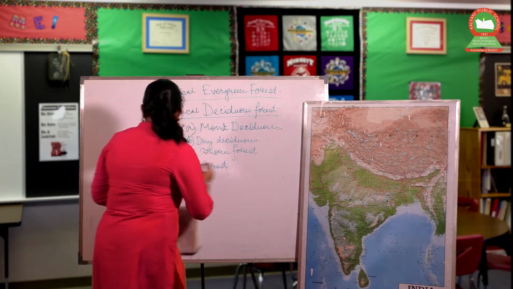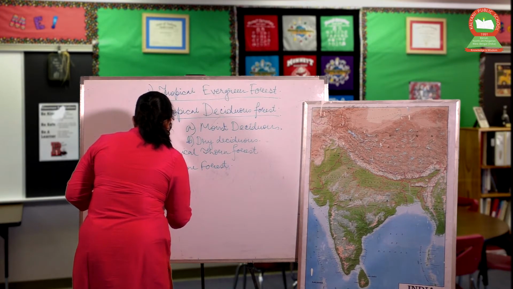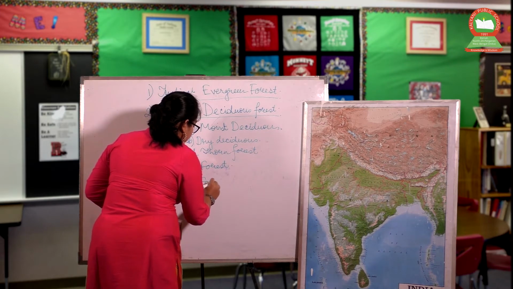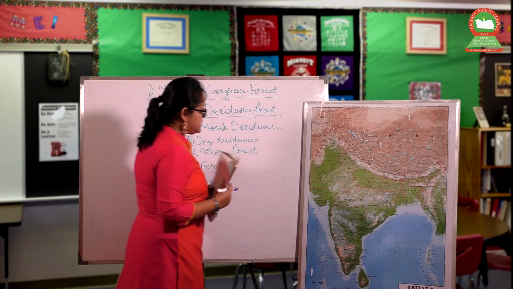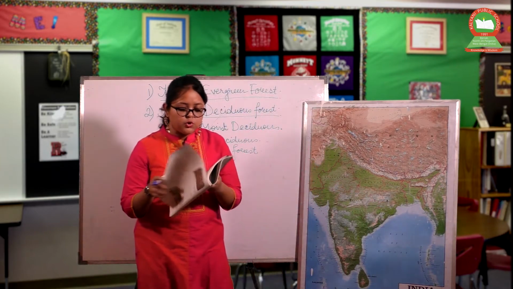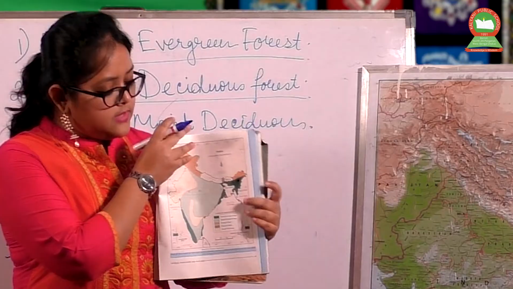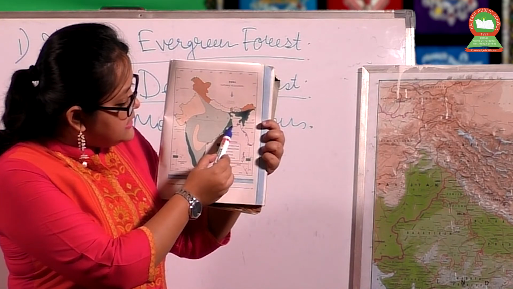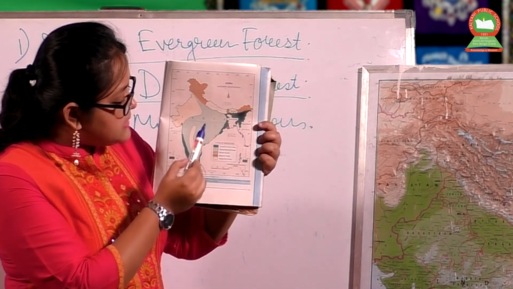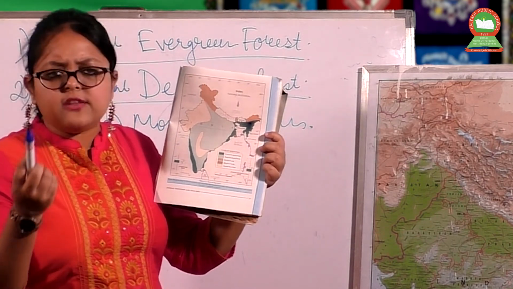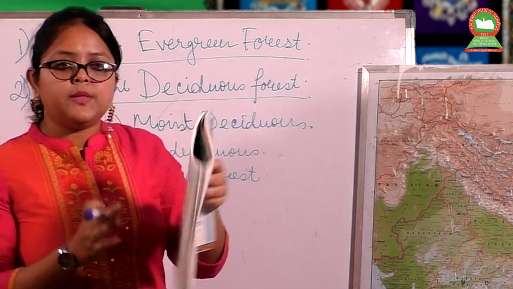Next is mangrove forest. Mangrove forest, I hope you have the idea that these are found in the coastal regions. In the coastal regions of India, let me show from this map, mangrove forests are in the Sundarbans, in Visakhapatnam, in Chilka and in these places. In very few places we will get the mangrove forest.